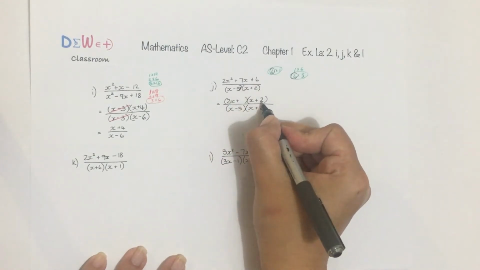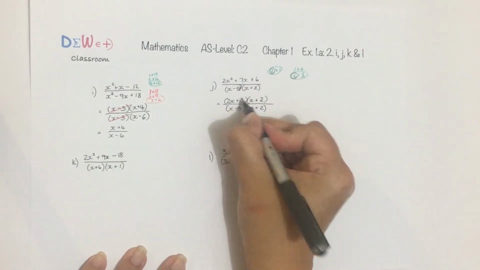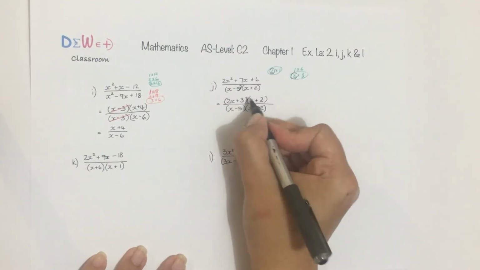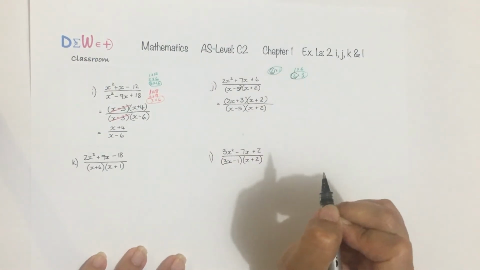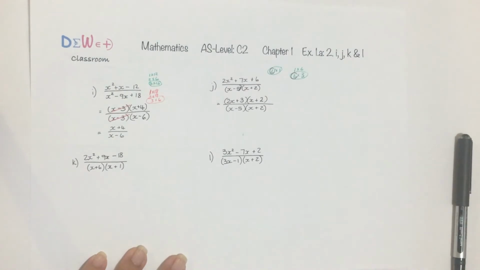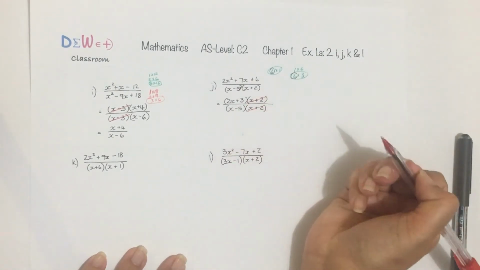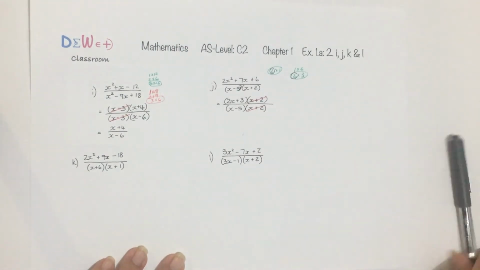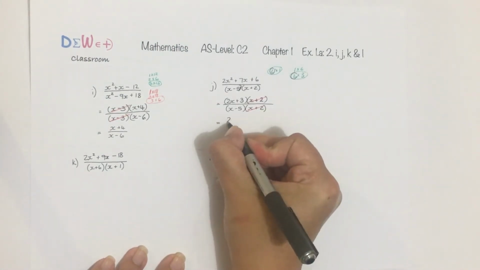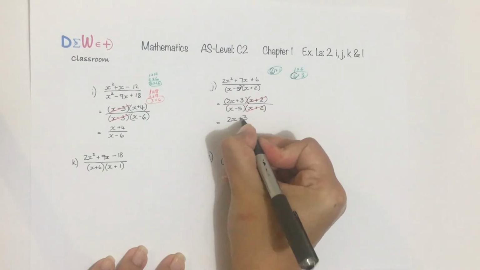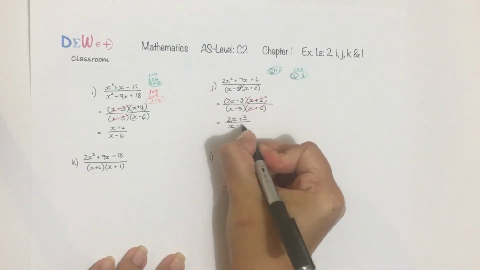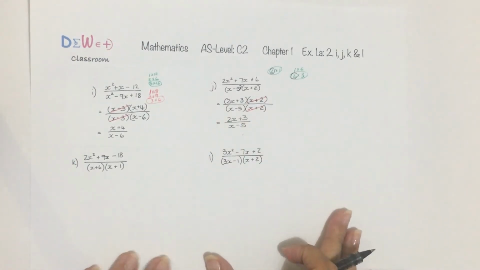2 times 2 is 4, and then the 3 on this side. So it will give you 4x plus 3x, which gives you 7x. There are two brackets that are exactly the same, the x plus 2 and the x plus 2, so they cancel out, and your final answer is 2x plus 3 divided by x minus 5.